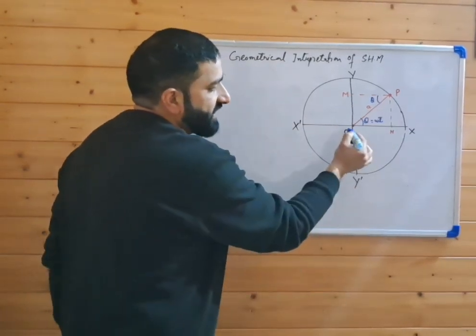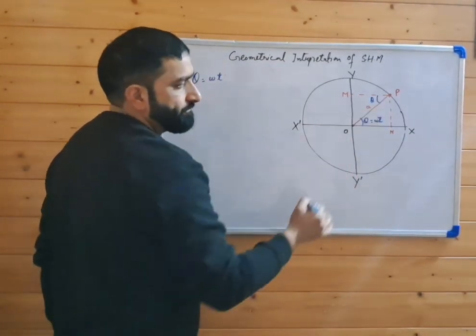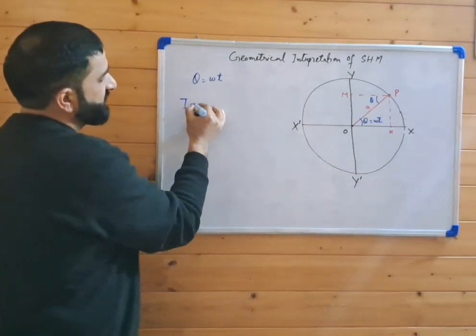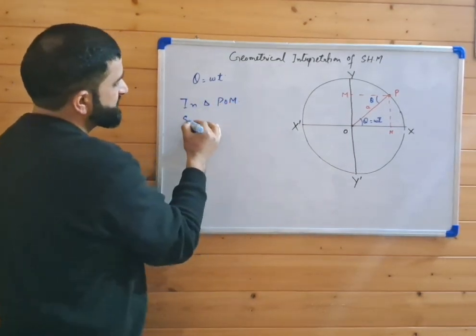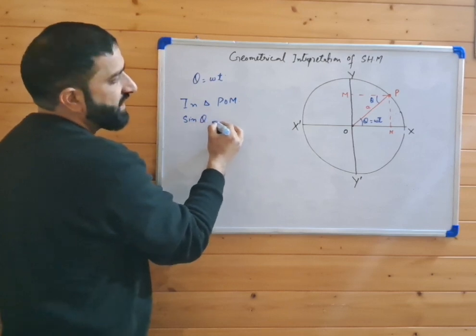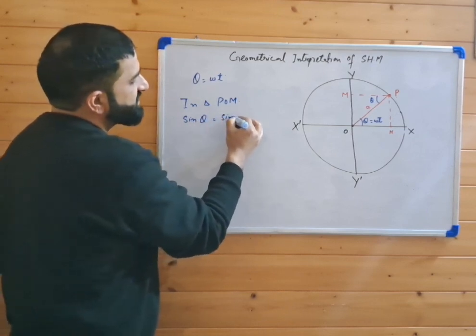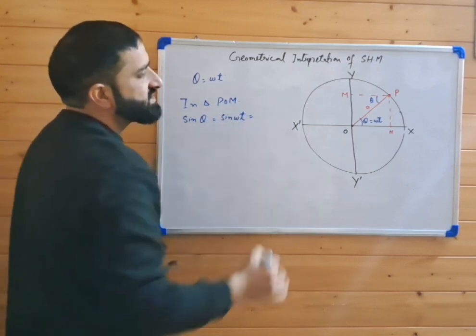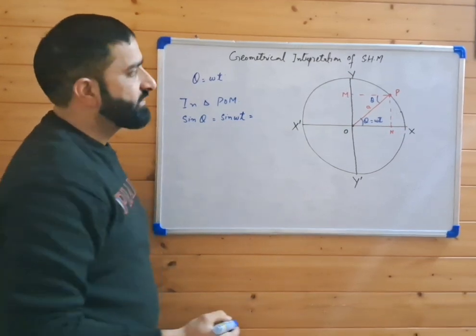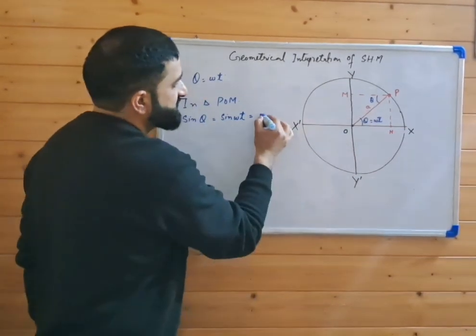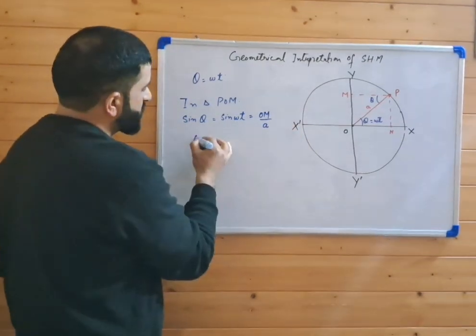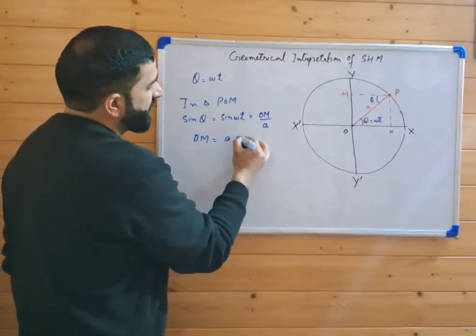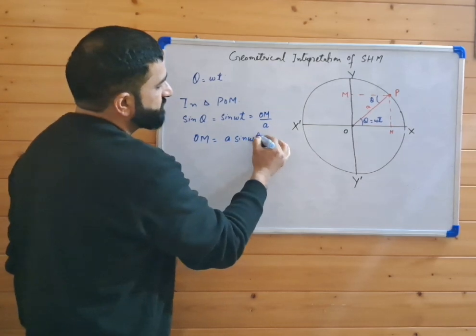Let us take the triangle POM. In triangle POM, sine of theta is equal to sine of omega t. Sine is equal to perpendicular by hypotenuse. This perpendicular is equal to OM and hypotenuse is equal to A. So OM is equal to A sine omega t.